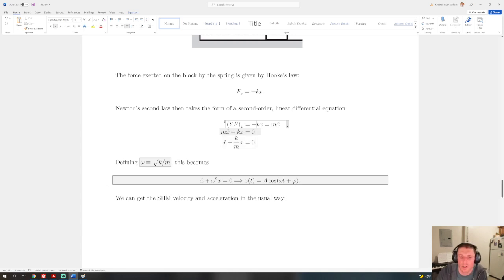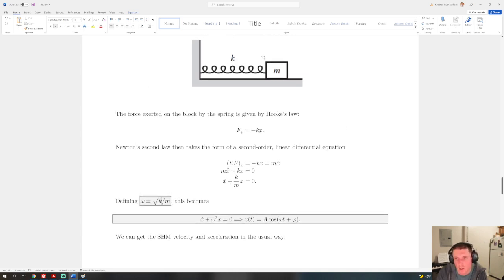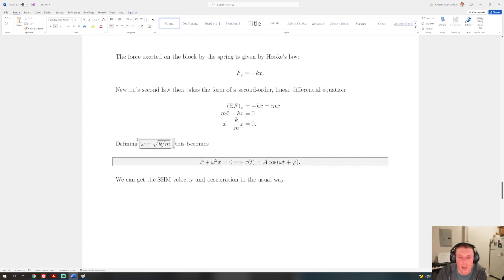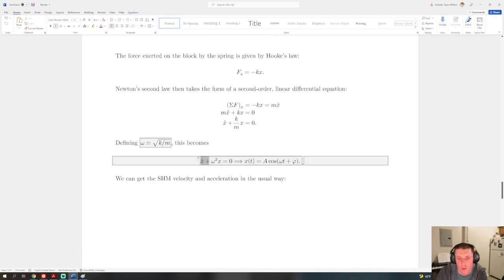And we just do a little substitution here for convenience, where we define this quantity omega, not w, omega, as the square root of k over m, where k is the spring constant and m is the mass of the object. In this case, it's a block. And so this allows us to write our differential equation like this.